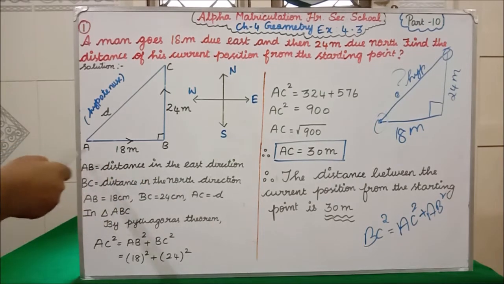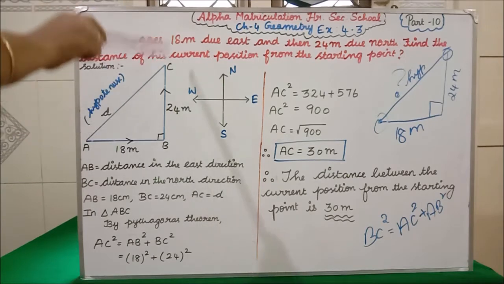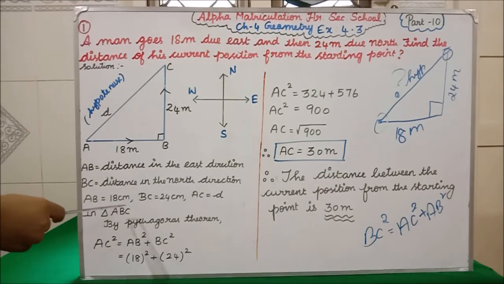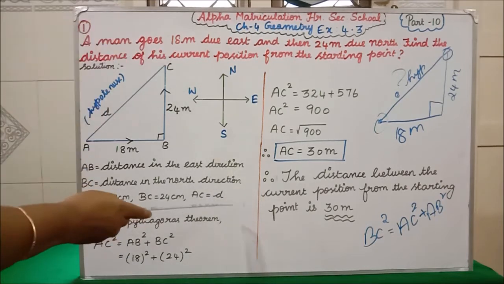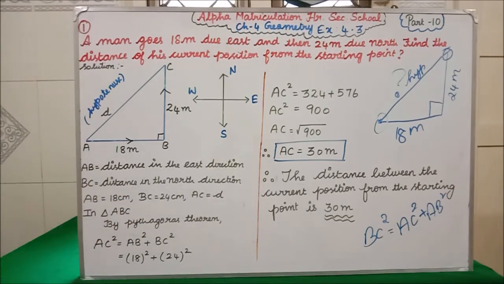Now we have taken AB as the distance in the east direction, and BC as the distance in the north direction. I have written the AB value and the BC value. We want to find AC, which we don't know, so I have taken it as D. Now in triangle ABC, by Pythagoras theorem, the hypotenuse side squared, AC square, is equal to the sum of the squares of the remaining two sides, which is AB square plus BC square.